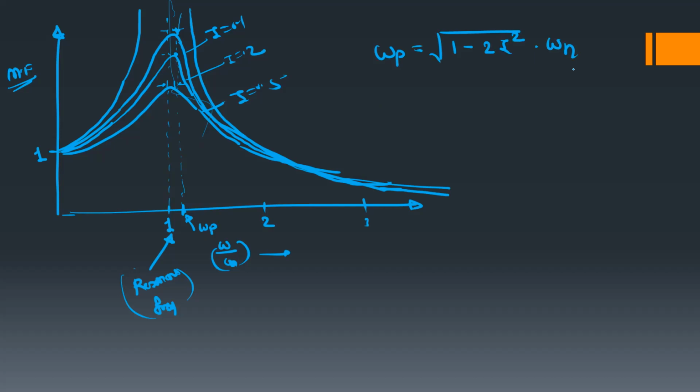Suppose the natural frequency is given for a particular system, and for a particular value of zeta, you can find out the peak frequency. At this frequency, you can observe the peak value of the magnification factor or the amplitude of the mass. This equation is similar to the damped frequency. We have omega d equal to square root of 1 minus zeta square, into omega n, and here we have the 2: 1 minus 2 zeta square. So note down this equation.